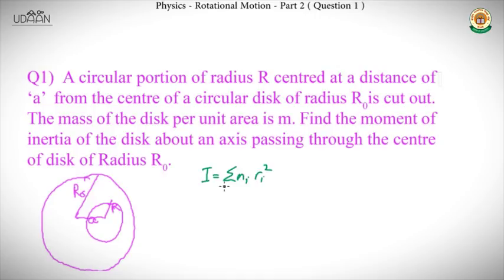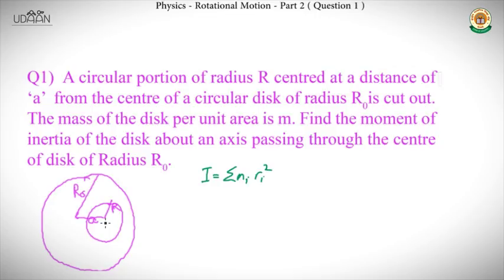So here we'll use a very smart idea. We'll assume that the part of the disk is not removed, and we'll find the moment of inertia of the entire disk about the required axis. We'll also find the moment of inertia of only the removed part about the same axis, and we'll subtract it from the entire one. We can easily add and subtract masses, and removing a part is as good as subtracting its mass. It's very analogous to the mass concept. Similarly, we'll do it for moment of inertia.